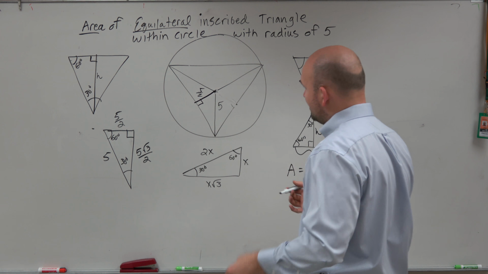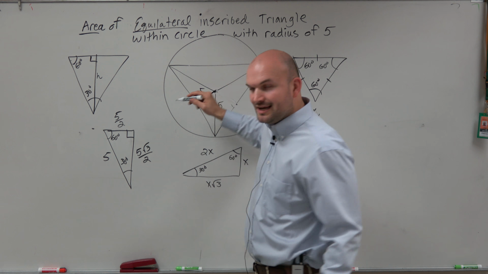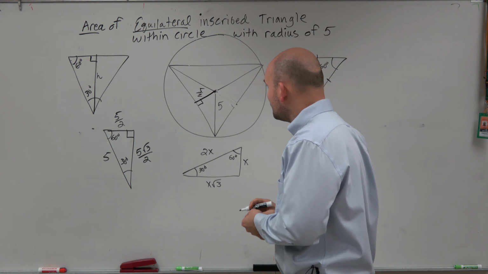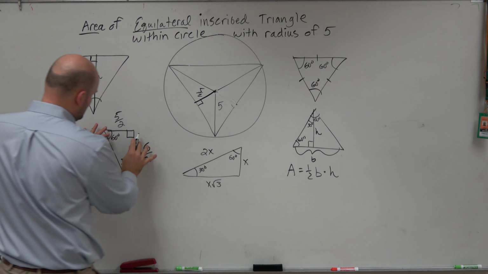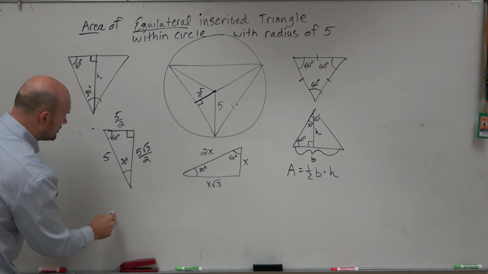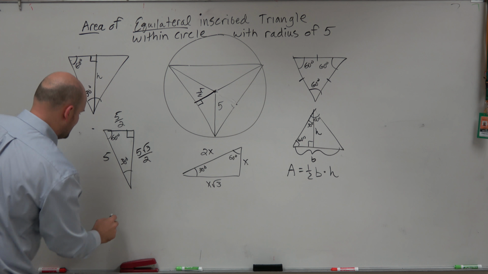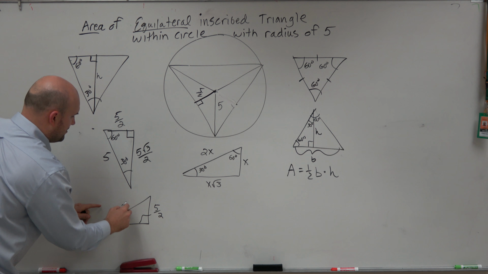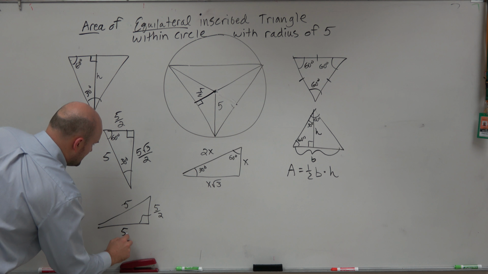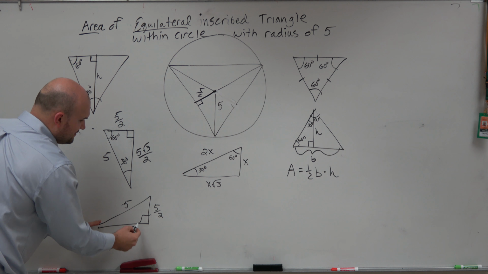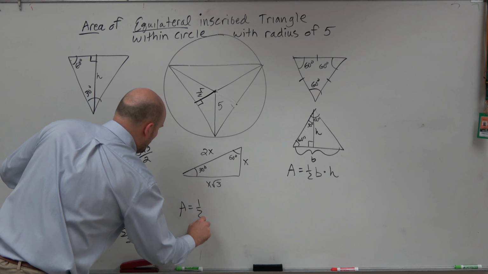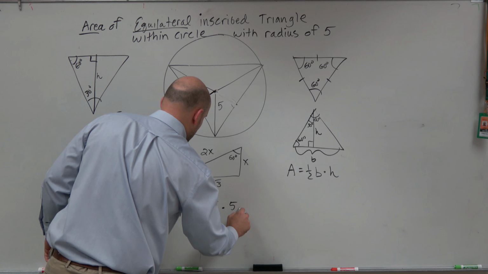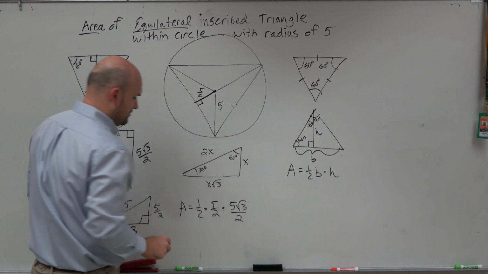That helped me out because if I can find the area of one of these triangles, I can figure out how many of those triangles I have to find the area of the whole shape. We can orient this triangle any way we want to. If this was 5/2, we don't care about the hypotenuse for the area, just 5 square root of 3 over 2. The area is equal to 1/2 times 5/2 times 5 square root of 3 over 2.